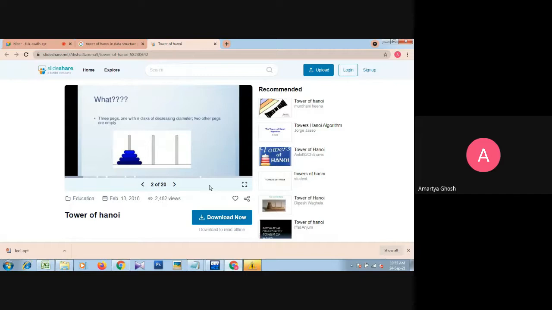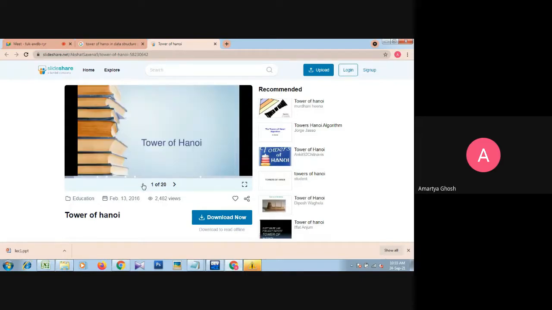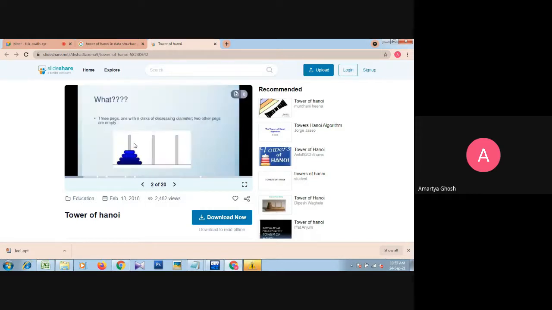So the new topic is Tower of Hanoi. What is the logic of Tower of Hanoi? We have to understand that. There are only three stands. You can see here a tower has only three stands, and we have to move this pyramid-shaped tower from one stand to another stand.